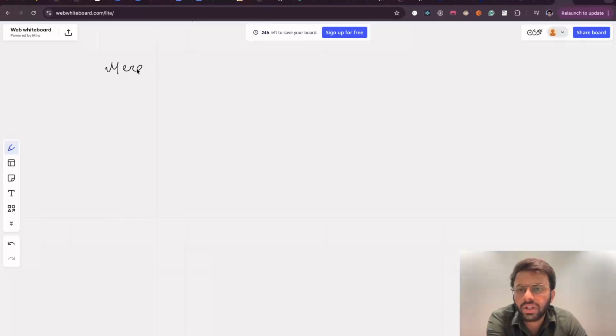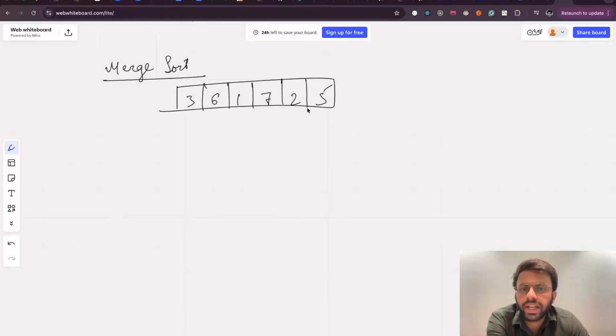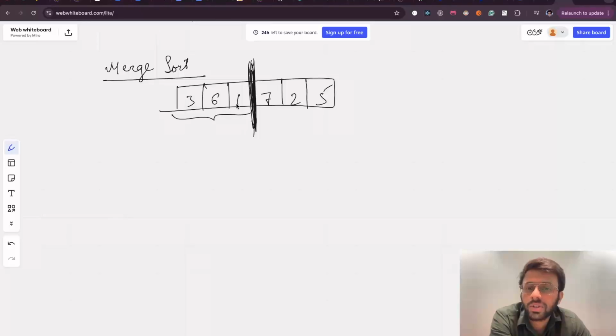Merge sort algorithm. Okay. So suppose you have an array. You want to sort this whole array. What merge sort tells us is it is a recursive approach. It is a recursive algorithm. So I will divide my problem into two different halves. I will break my problem into two different halves. And I will ask recursion that, hey bro, please sort the left half. Then again, hey bro, please sort the right half.